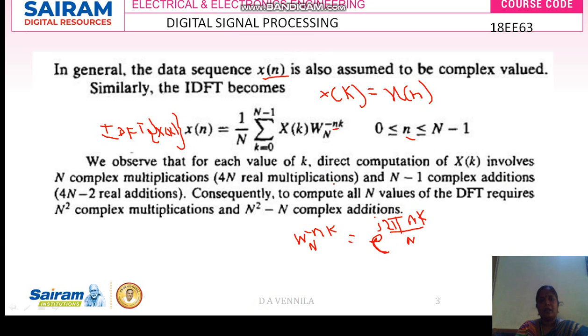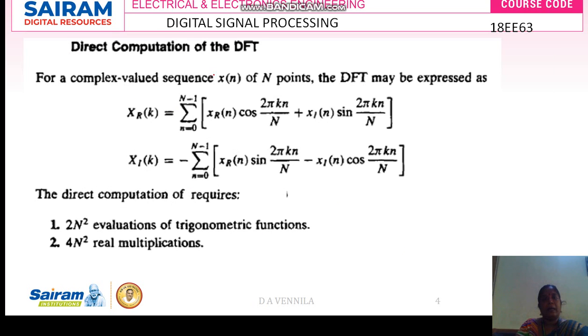And if you see FFT, using FFT, if you want to compute the same complex valued sequence, you need only N complex multiplications, and the number of additions will be N minus 1. The same, if you want to compute using ordinary DFT, you need N square multiplications and N square minus 1 additions. So this is the difference between your FFT and the DFT. And now, direct computation of DFT.